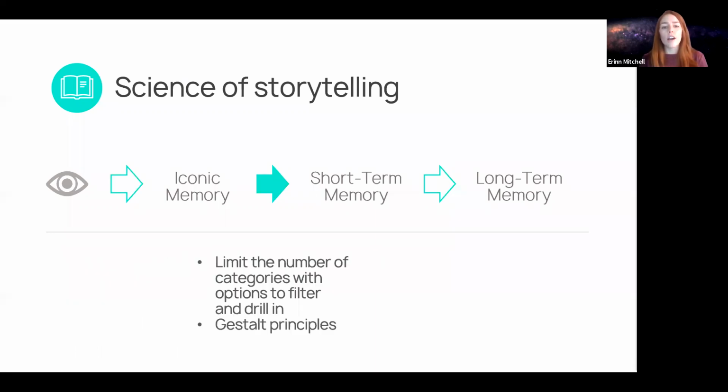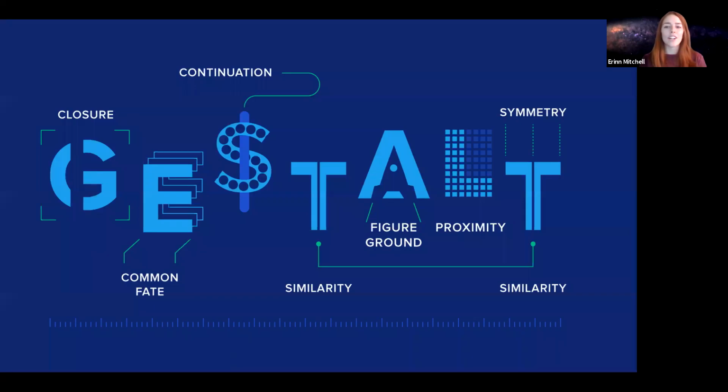So then into short-term memory, a tip to think about is limiting the number of categories that you're seeing at first glance, with the option to filter and drill in further into your report or your dashboard, into that story that you're telling with data. And Gestalt's principles are the other big one when it comes to recognizing patterns in the data. So this is a fancy image I found that represents Gestalt's principles really well. I included a link in the sources if you want to read in detail.